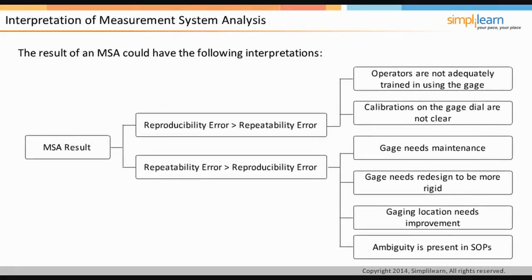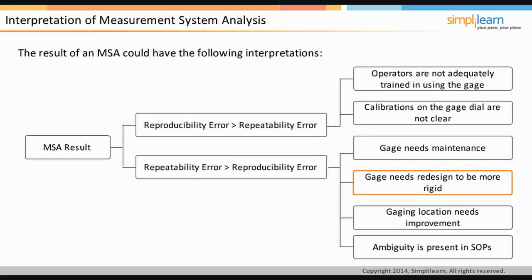2 results are possible for an MSA. In the first case, the reproducibility error is larger than the repeatability error. This occurs when the operators are not trained and calibrations on the gauge dial are not clear. The other possibility is that the repeatability error is larger than the reproducibility error. This is clearly a maintenance issue and can be resolved by calibrating the equipment or performing maintenance on the equipment.